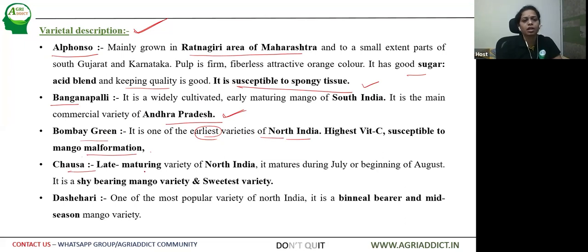Then we have Chausa, a late variety of North India. It matures during July and the beginning of August, and it is shy bearing. Shy bearing is alternate bearing. Then Dasheri, it is one of the most popular varieties of North India, and as I've told you, it is also shy bearing and a mid-season variety.